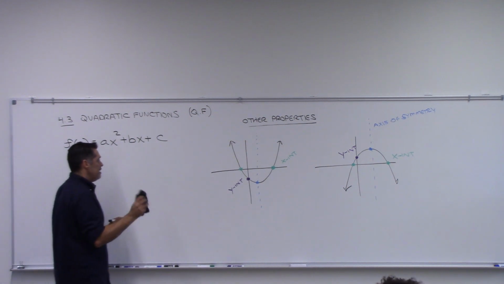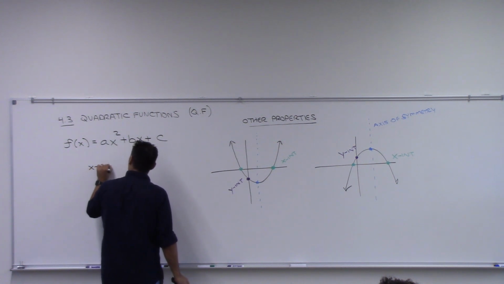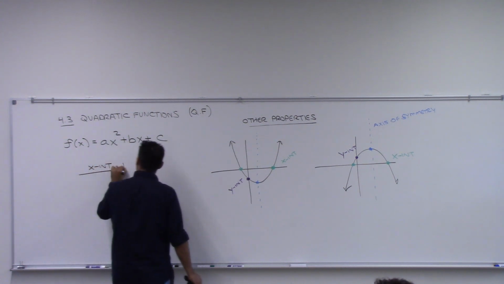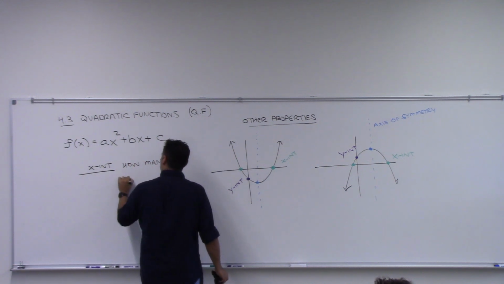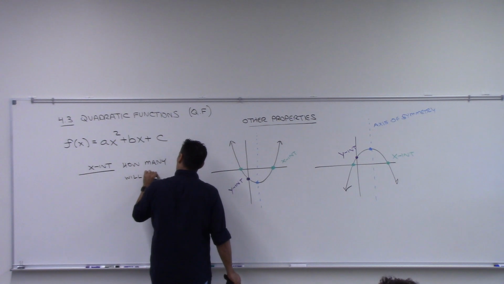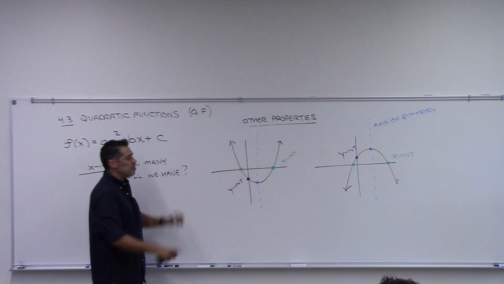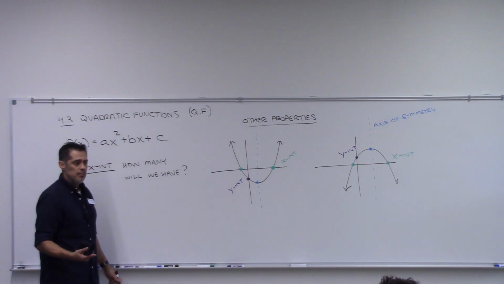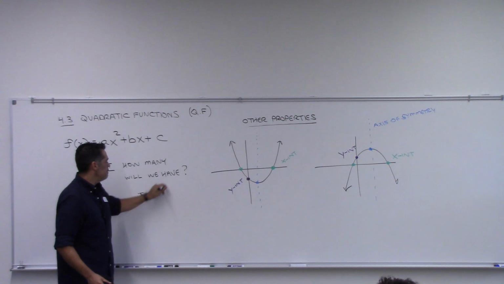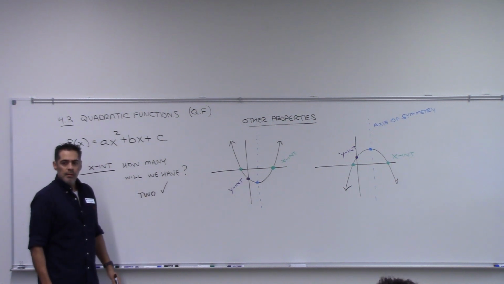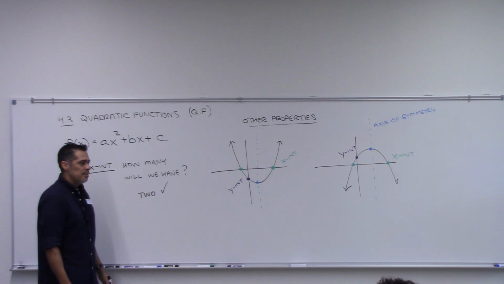But I need to ask you about x-intercepts. When it comes to x-intercepts, how many will we have? We'll only have 2? 0 or 2? Well, in the pictures I drew, we have 2, don't we? So does everyone agree that 2 is possible? If you draw me a parabola like that, it's possible to have 2 x-intercepts.